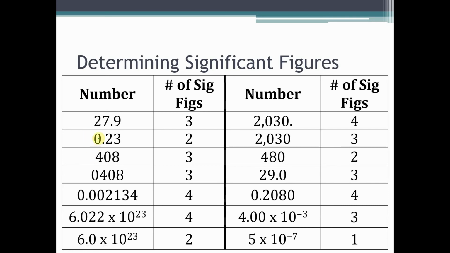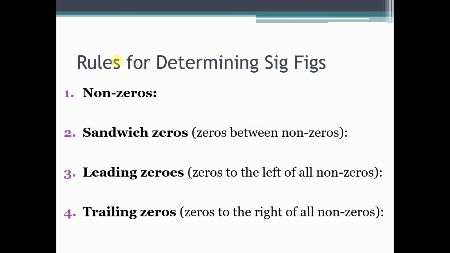Pay really close attention to numbers that look similar but have different numbers of SigFigs, or look kind of different, like right here. We've got 408 and 0408, but they both have 3 SigFigs. And up here, we've got 2030 point and just 2030, which are the same number, but they have different numbers of SigFigs. So look through this for a second, read it over, see if you can figure out a couple of rules, and when you're ready to look at it, go ahead and unpause the video and we'll talk about the rules. All right, let's see how we did.